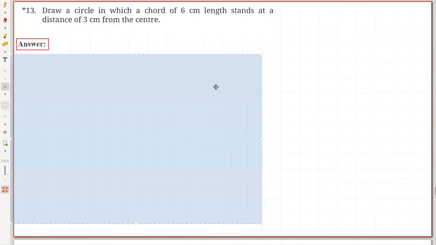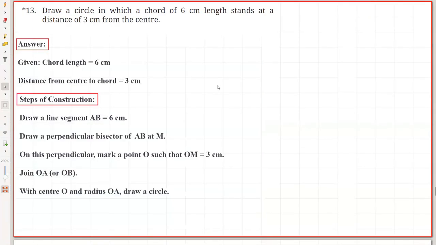Next, I'll be taking the construction tool and will draw and show you. First, they have given the 6 centimeter chord length. Then the distance from the center is 3 centimeter. So how to draw the circle? First, we draw the line segment AB as 6 centimeter, that is nothing but the chord. Then we draw the perpendicular bisector of AB at M. From this perpendicular bisector, we mark the point O such that OM is equal to 3 centimeter. Next, we join OA, and with O as the center and OA as the radius, we draw the circle. These are the steps of construction.